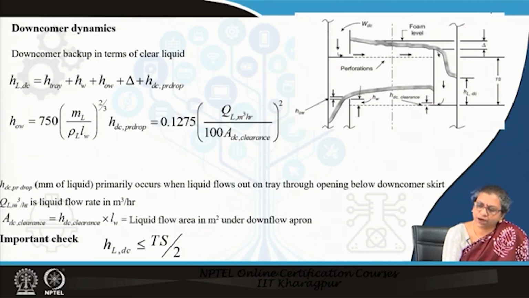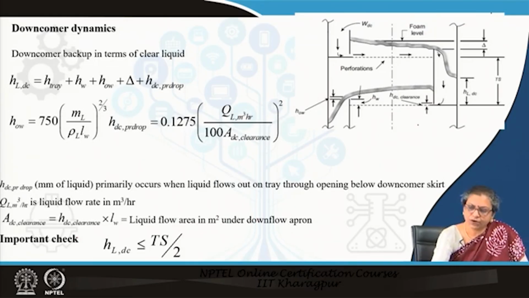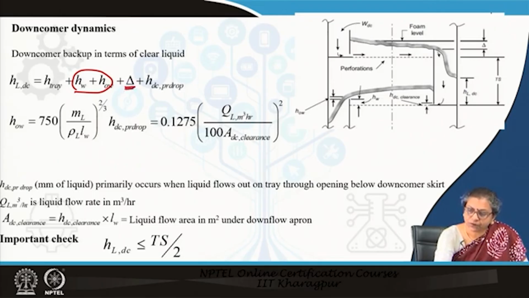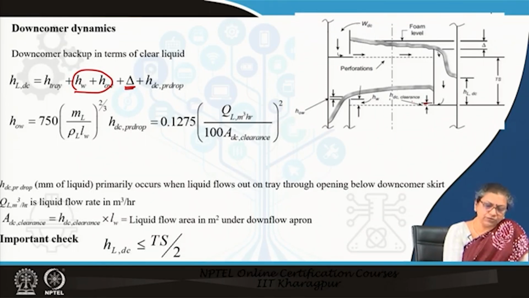What are the things in the downcomer that you need, you tell me? First thing, you need to find out this particular backup. What is this backup equal to? It will be the H tray here, plus the height of the weir, as well as the height of the liquid over the weir, plus the delta, plus the pressure drop which the liquid encounters when it tries to flow through this opening and enter this particular tray.